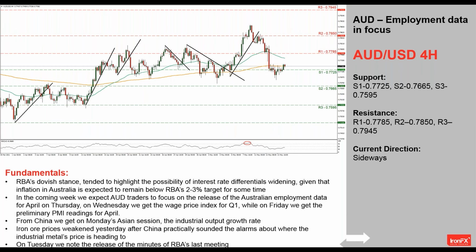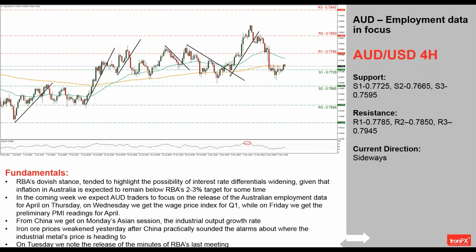In the coming week, we expect AUD traders to focus on the release of the Australian employment data for April on Thursday. Prior to that, though, on Wednesday, we would also note the wage price index release for Q1, while on Friday we get the preliminary PMI readings for April. However, it's not only Australian data which are of interest for Aussie traders. From China, we get on Monday's Asian session the industrial output growth rate, which is of great interest for Australian exporters of raw materials, as well as the retail sales growth rate for the same month.